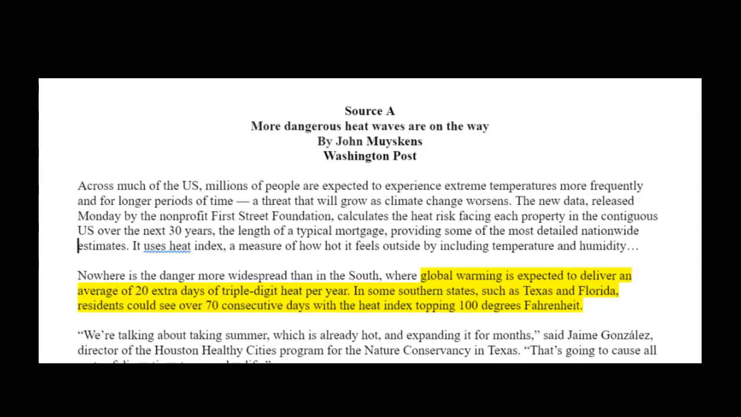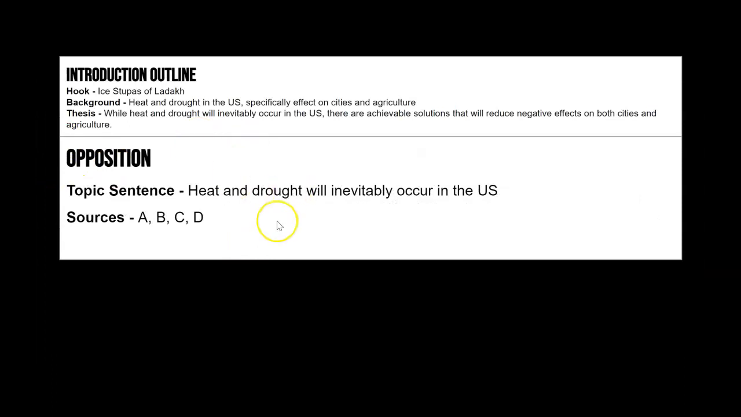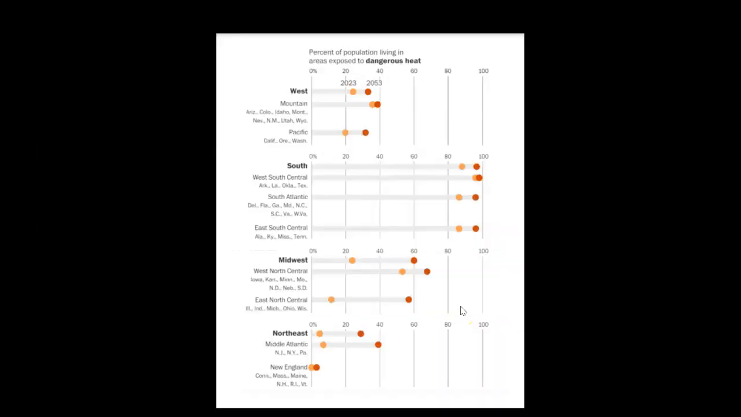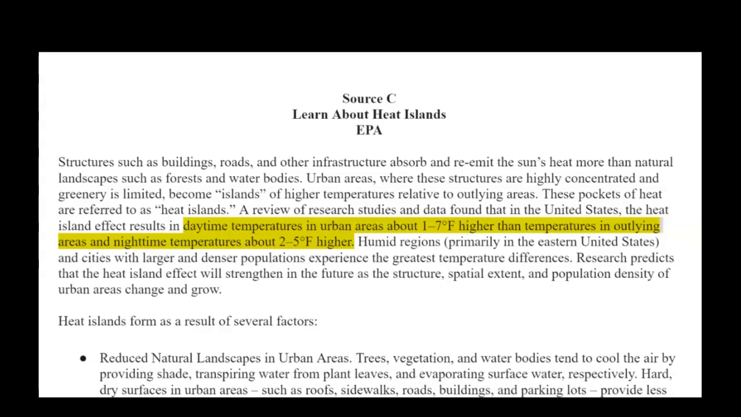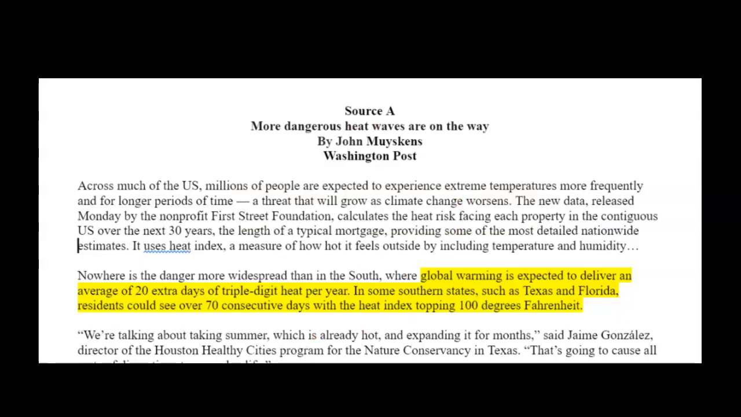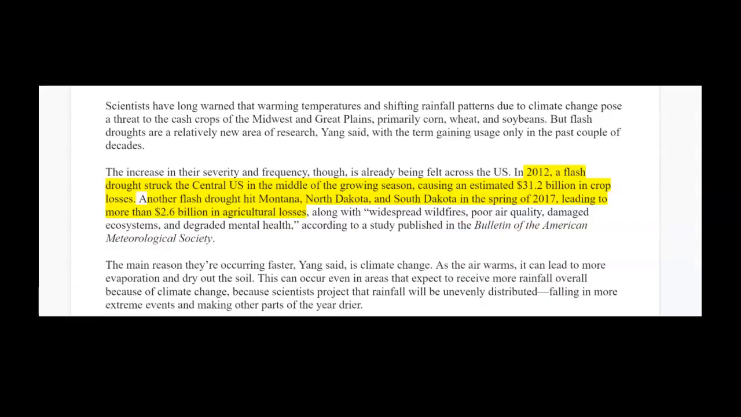The sources that help me argue heat and drought will inevitably occur in the U.S. are source A, and I've highlighted information that would help me argue that. Source B is a visual source that I can draw upon to prove that statement. There's source C and the highlighted information that I can use there. And also, which source is this? I can't remember, it's not labeled. Oh, source D. So there's also information in source D. Now, I might not use all four of these sources. That's a lot of information to cover in one paragraph, but any of these four I could use to prove my position.